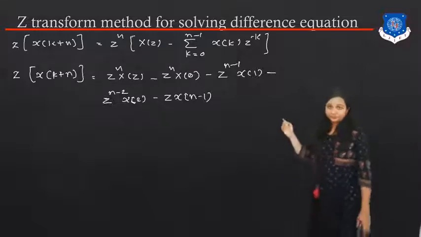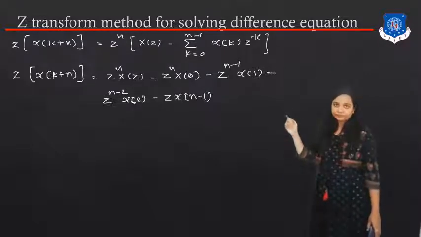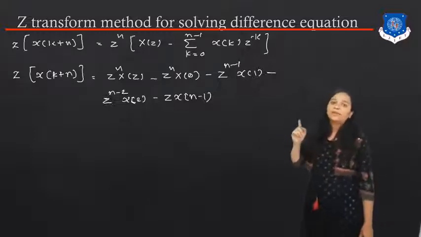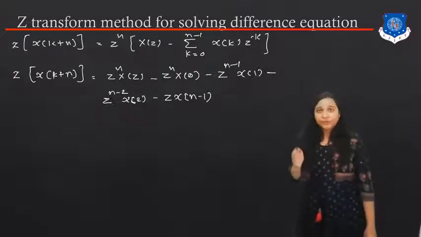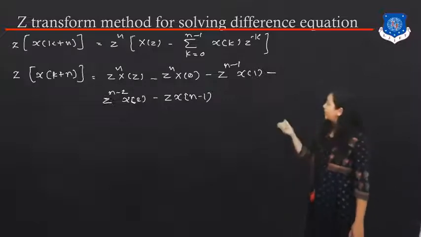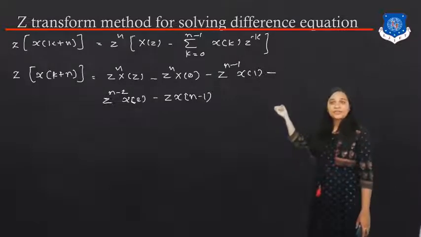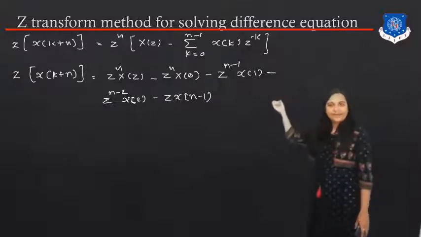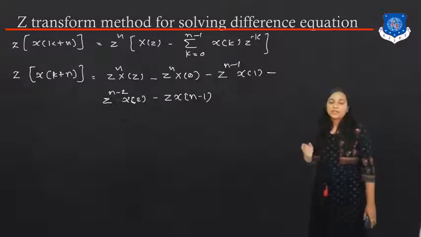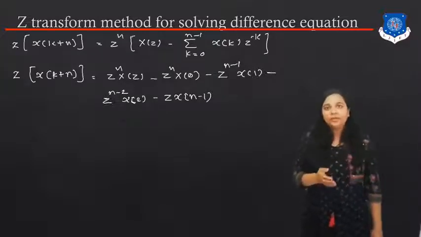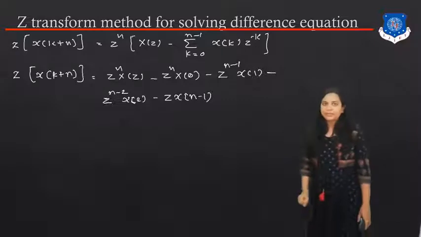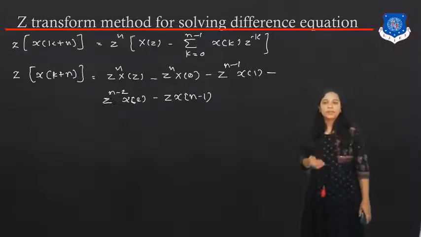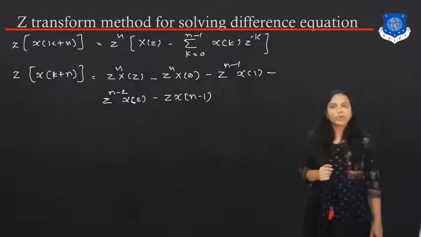Okay, so z raised to n as it is, then x of 1, and z raised to minus k is equal to 1, so z raised to minus 1. So simply we can add z raised to n term. So we can get z raised to n into z raised to minus 1, that becomes z raised to n minus 1. We multiply with x in the bracket 1. Again minus.